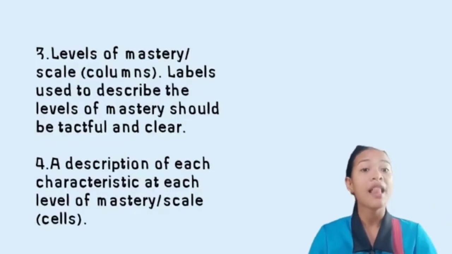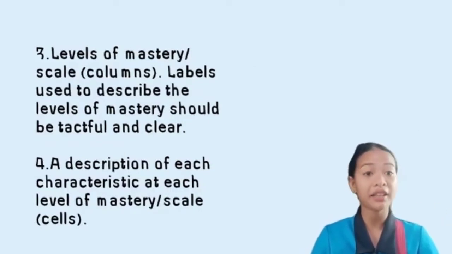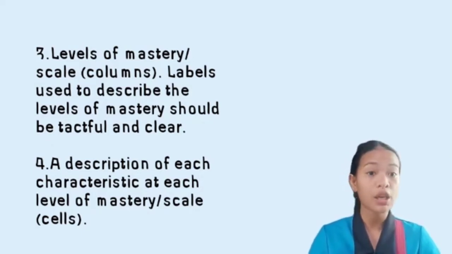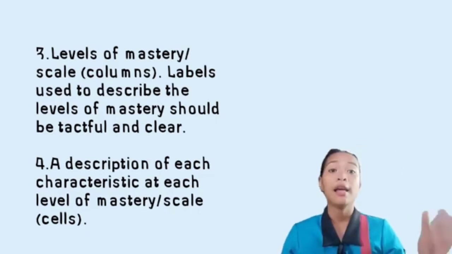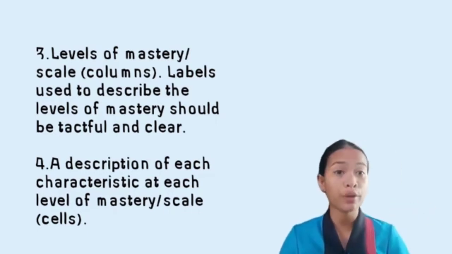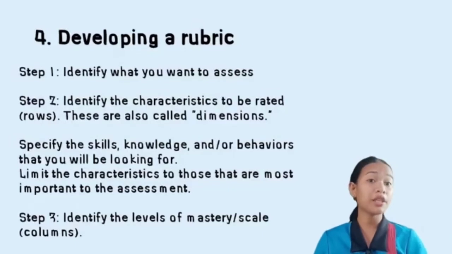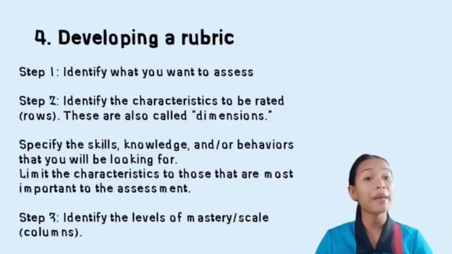Number 3, levels of mastery or scale, or the columns. Labels used to describe the levels of mastery should be tactful and clear. Number 4 is a description of each characteristic at each level of mastery. Those are the 4 basic parts in the simplest form of a rubric. So let's proceed to number 4, developing a rubric.